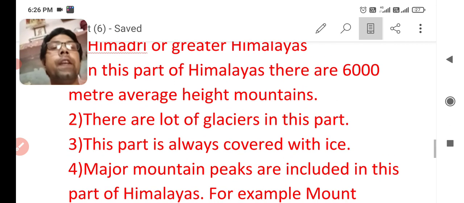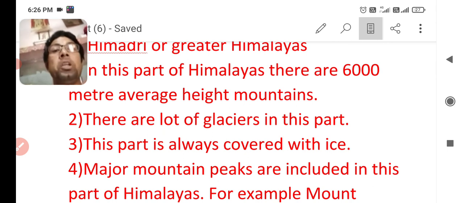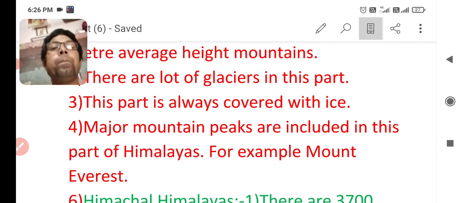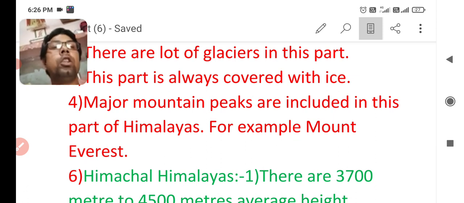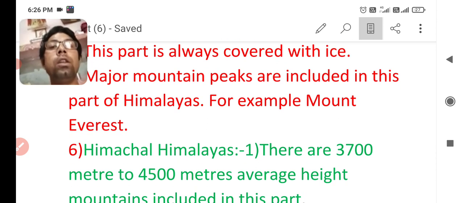And the next point is there are lot of glaciers in this part. Siachen Glacier, you know very well. There are lot of glaciers found in this part, and this part is always covered with ice. If there are glaciers, you can say that there will be ice also. So next point, major mountain peaks are included in this part of Himalayas. Major mountain peaks like Nanda Devi and like Kanchenjunga and like Mount Everest. For example, Mount Everest.